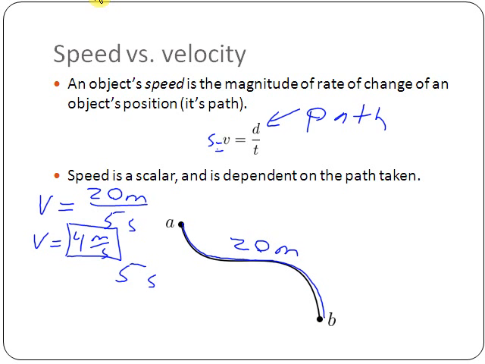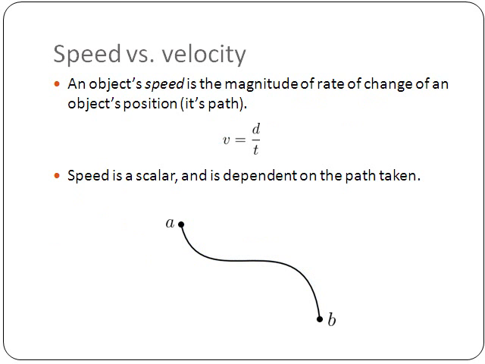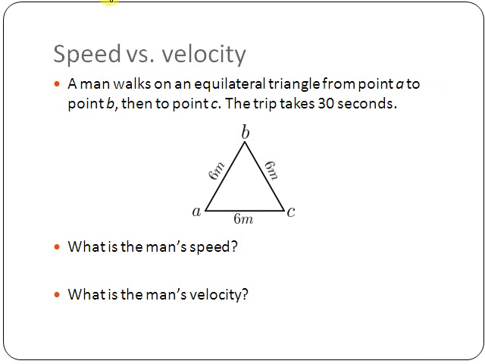So let's move forward here and look a little bit more at speed. Let's see if my computer will listen to me. There we are. So we've got an example here, speed versus velocity. Suppose we have a man who walks on an equilateral triangle from point A to point B and then to point C. And the trip takes 30 seconds.